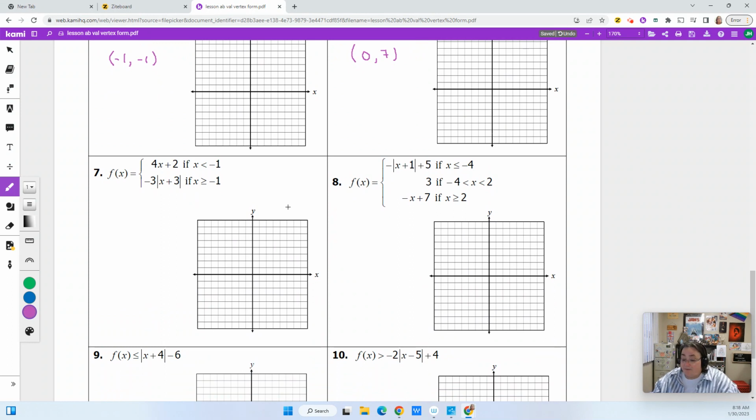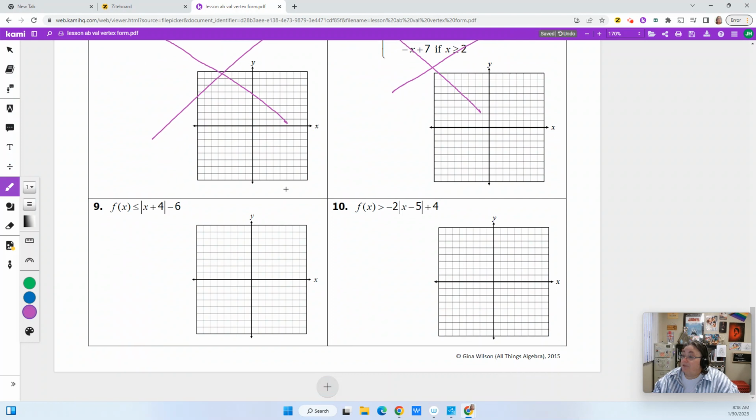This one I am not going to mess with because I'm not having you guys do any problems like that, and I do not feel like breaking down piecewise functions right now. And I'm sure you're appreciative.